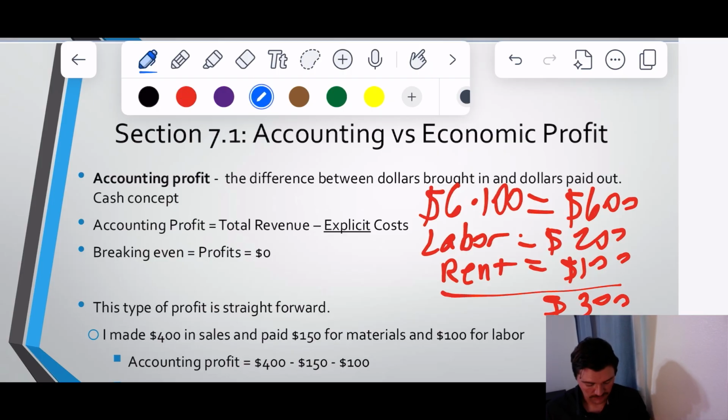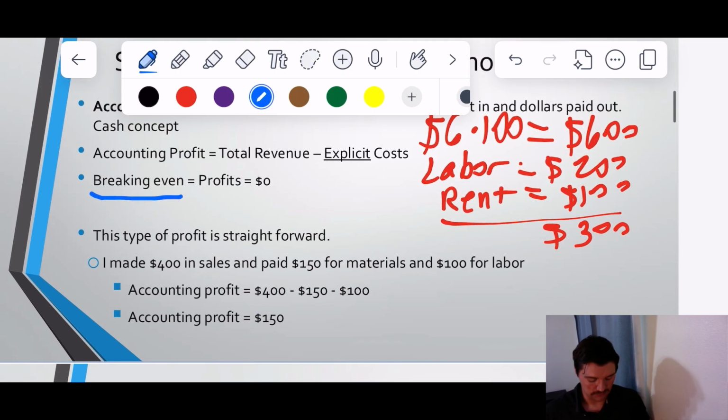So explicit. It's very important to know that your break-even point is when your profits equal zero. This is where you're bringing in $600, but it costs you $600 to make all of those goods and services. So your profit is zero. That's breaking even.